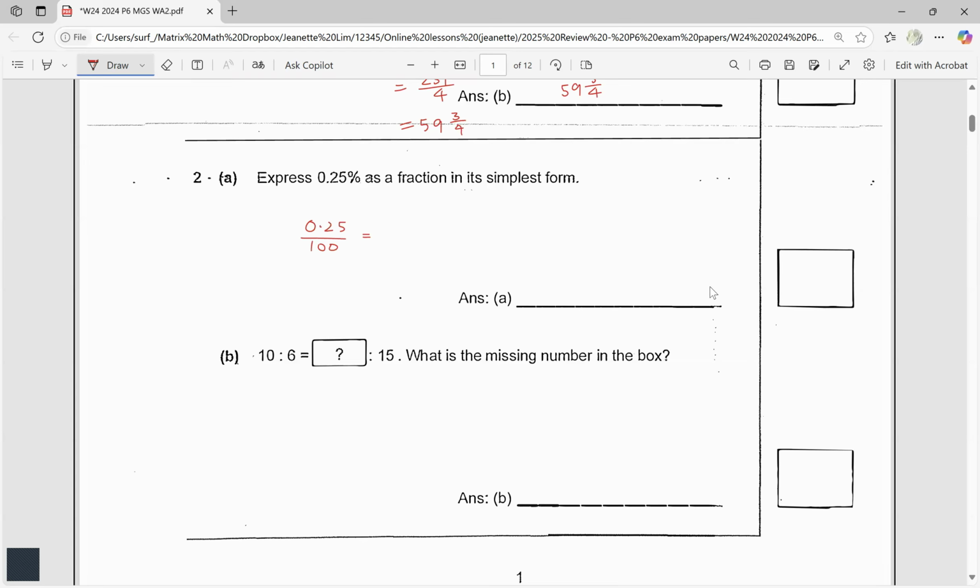So if you want the top to be a whole number, you have to multiply it by 100, which means you do the same to the bottom. Then you'll have 25 over 10,000. And you have to simplify it. If you divide 25 on the top and the bottom, you'll get 400 below. So 1 over 400.